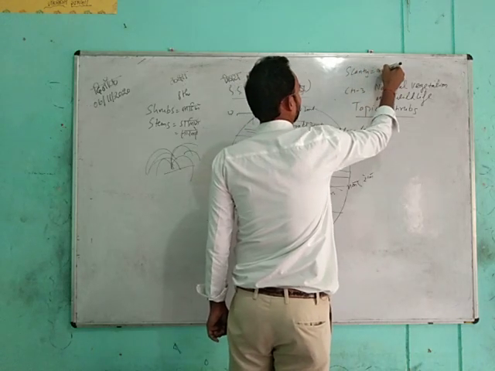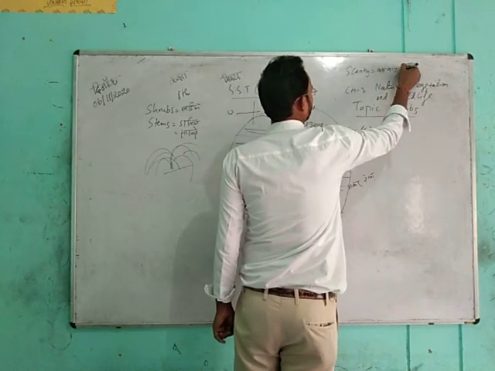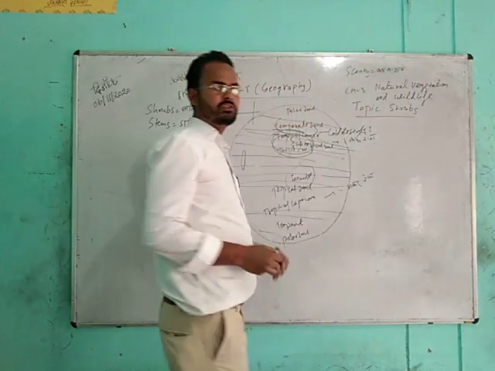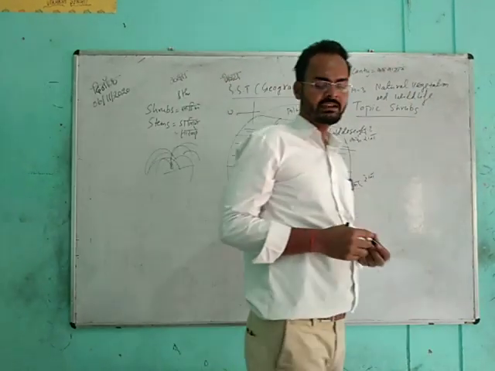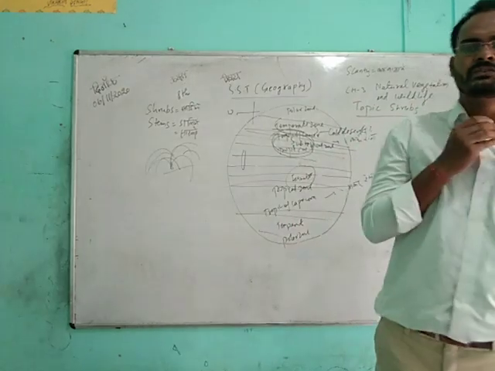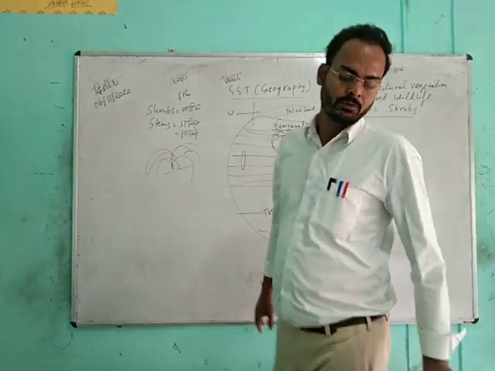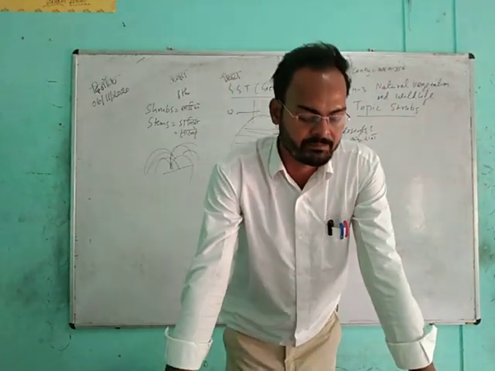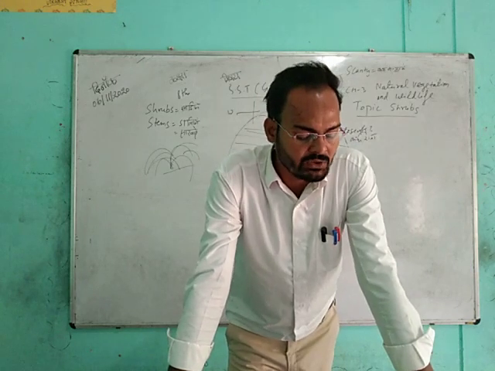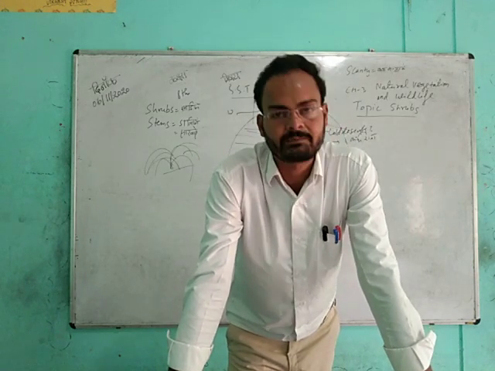Scanty. So very scanty, very limited rainfall is there in desert areas. That is why few shrubs and small plants and trees can be grown there, and only xerophytic plants grow here.